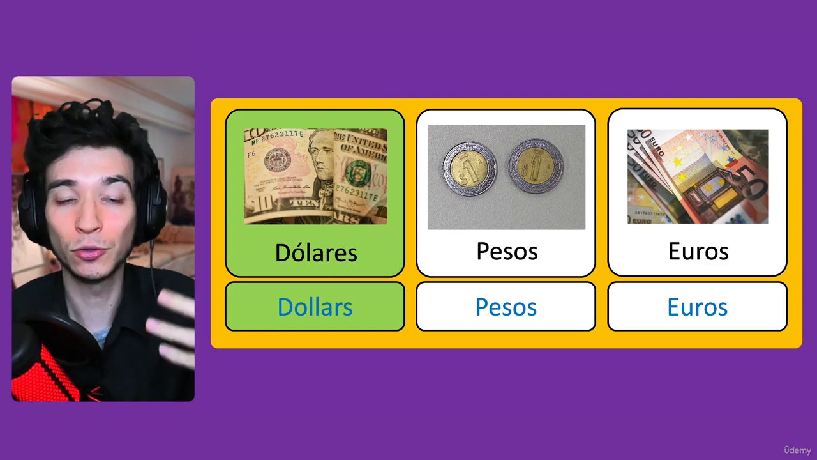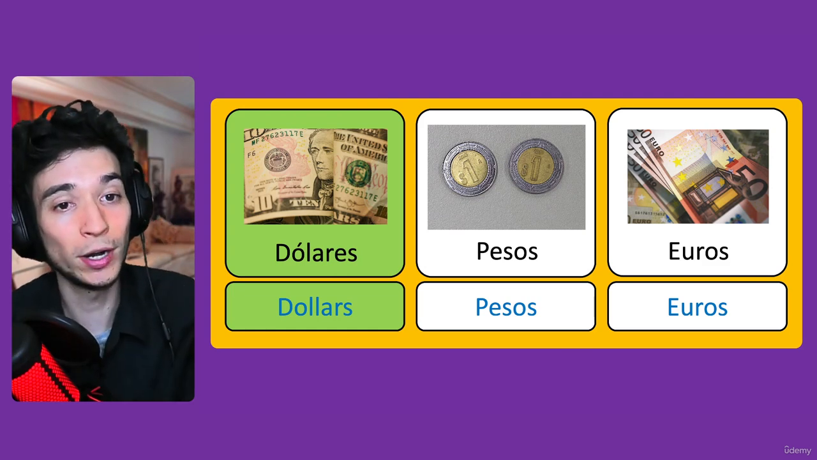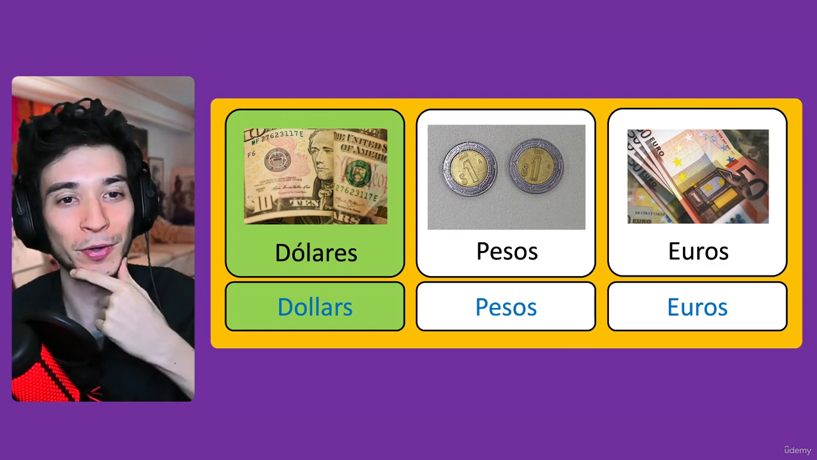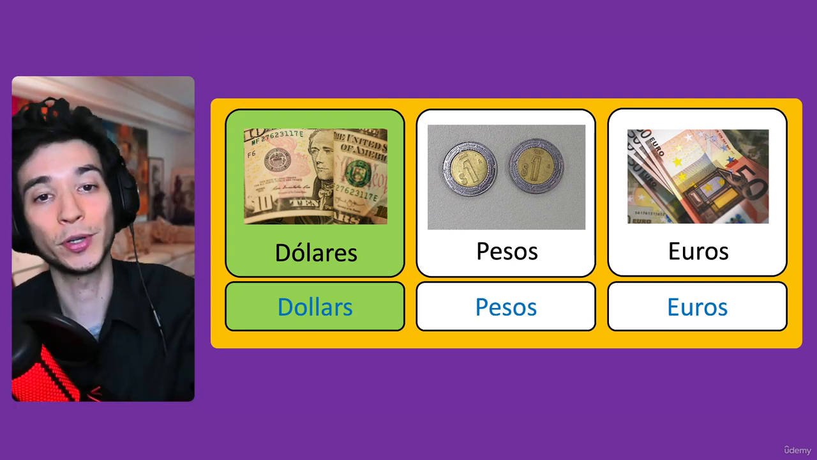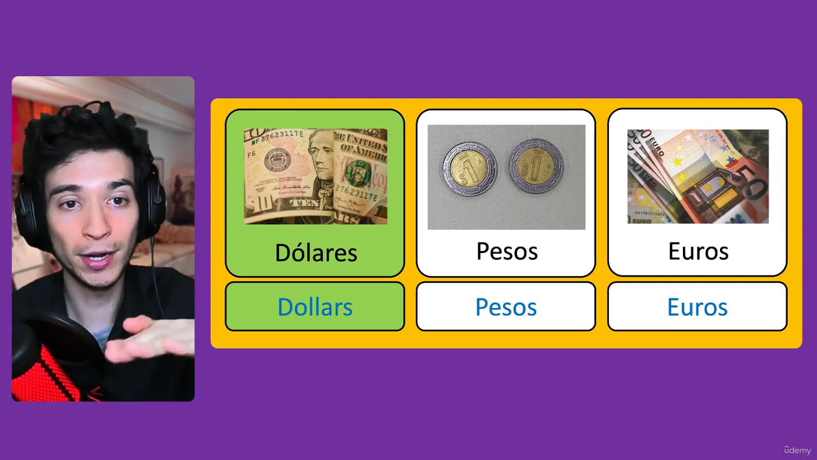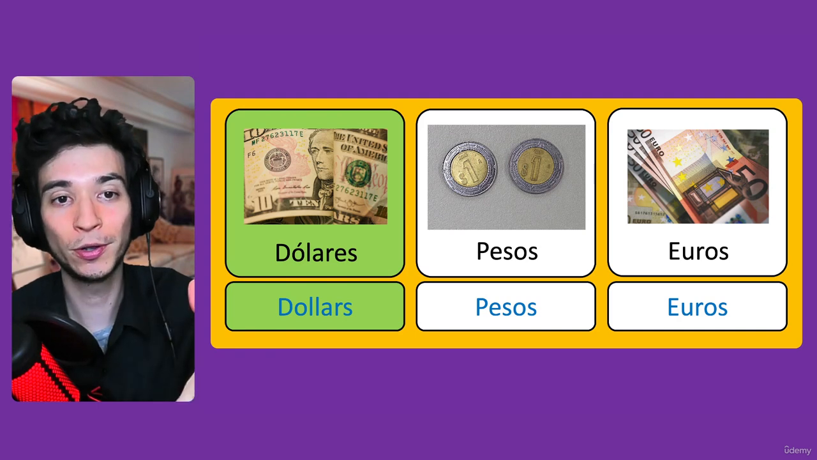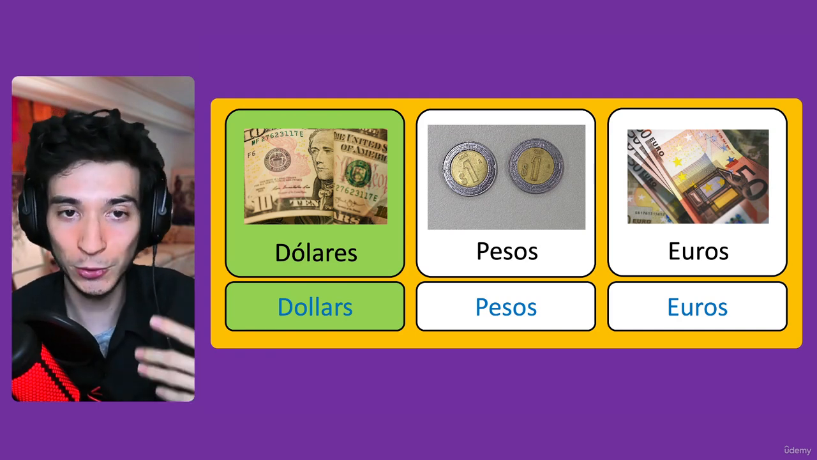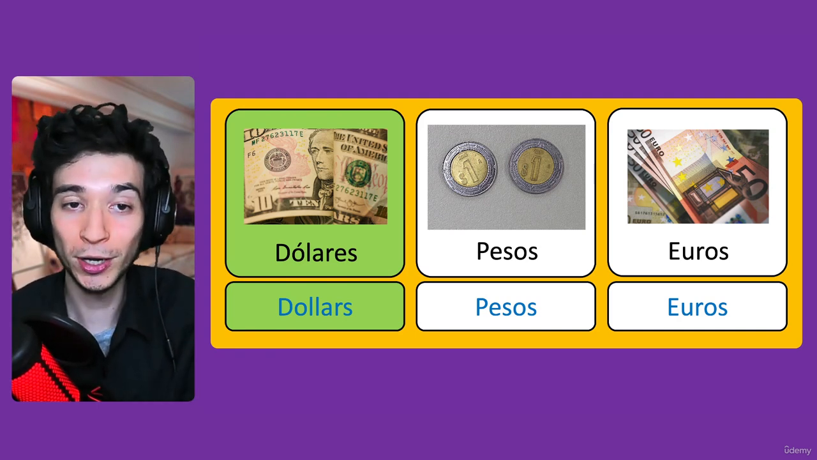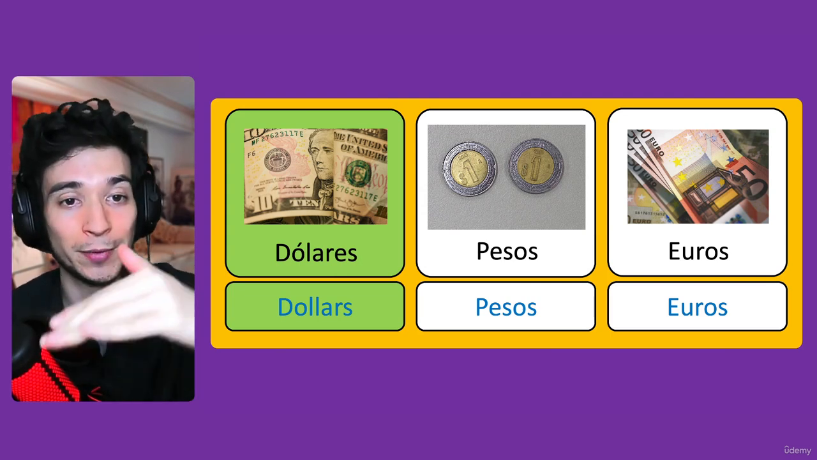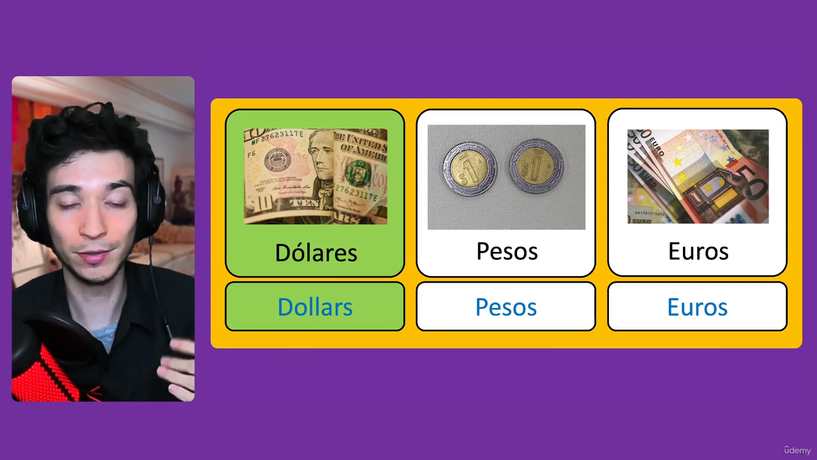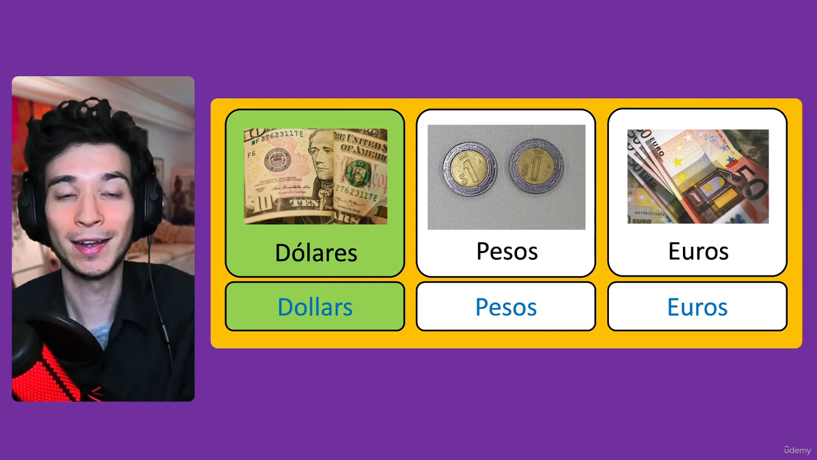So you have to say dólares canadienses, and I cannot think of another country straight out of my head, but dólares and then that country. But if you just say dólares like normal, it would go by default into the United States. So dólares just defaults into American dollars. For other countries, you have to specify the country, like dólares canadienses.